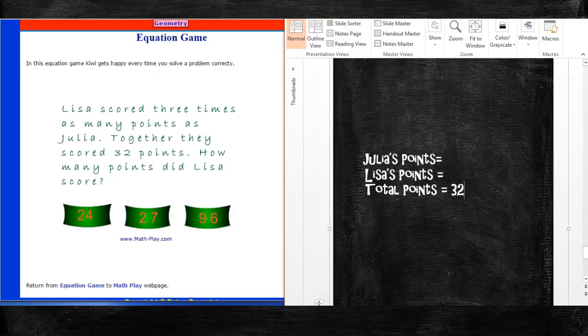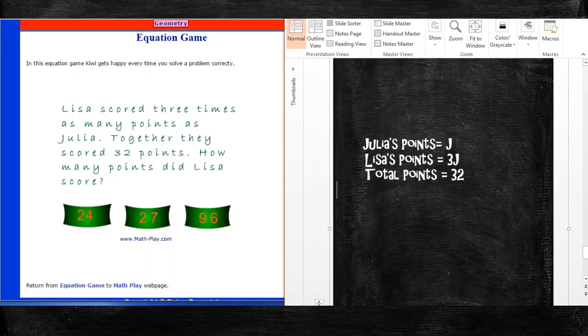Okay, and then we know Lisa scored 3 times as many as Julia. So she's 3 times Julia's points. But we don't know what Julia's points are. It's an unknown value. So we'll call that unknown value a variable j. And then we can say Lisa's is 3j because we know that she scored 3 times as many as Julia. Okay, now we also know that Julia's points plus Lisa's points is equal to 32. So j plus 3j is equal to 32. Or we can say 4j, because j plus 3j is 4j, is equal to 32.